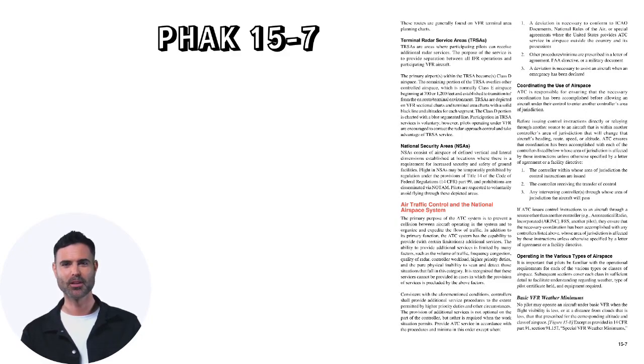Terminal radar service areas, TRSAs, are areas where participating pilots can receive additional radar services. The purpose of the service is to provide separation between all IFR operations and participating VFR aircraft. The primary airport within the TRSA becomes Class D airspace. The remaining portion of the TRSA overlies other controlled airspace, which is normally Class E airspace beginning at 700 or 1,200 feet and established to transition to and from the en route terminal environment.